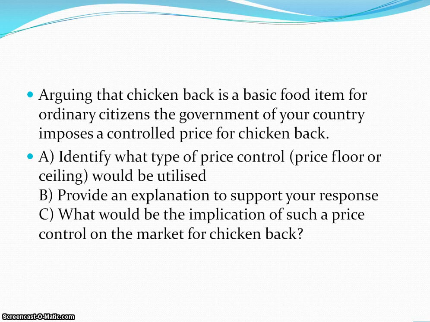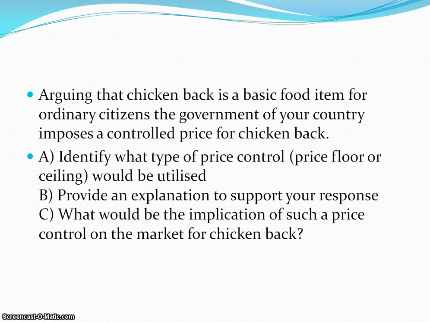Now I want to discuss the solution for graded discussion number 3. The question put before you stated that, arguing that chicken back is a basic food item for ordinary citizens, the government of your country imposes a controlled price for chicken back. You were therefore required to identify what type of price control would have been utilized based upon the scenario that was provided to you. Secondly, you needed to provide an explanation as to why you believe that particular price control should have been implemented.